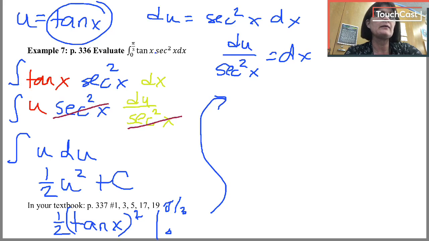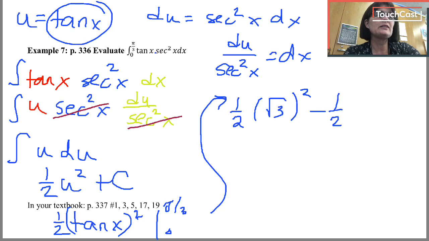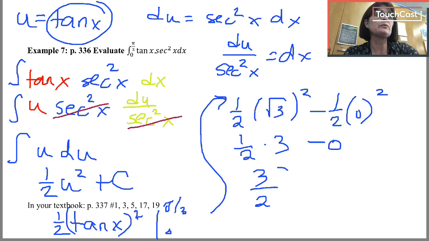So that's going to be 1/2 tangent of pi over 3, which is radical 3, squared, minus 1/2 tangent of 0, which is 0, squared. And we get 1/2 times radical 3 squared, which is 3, times 3. This is minus 0, and my answer is 3 over 2.